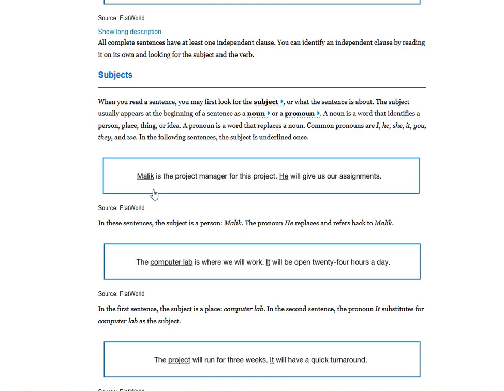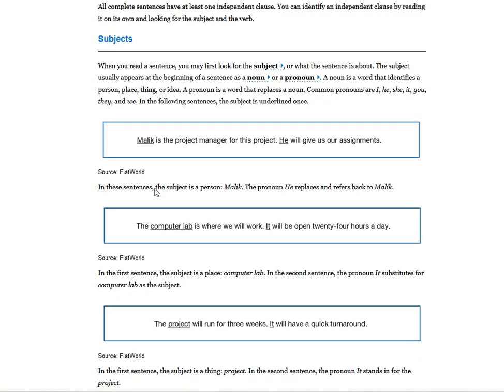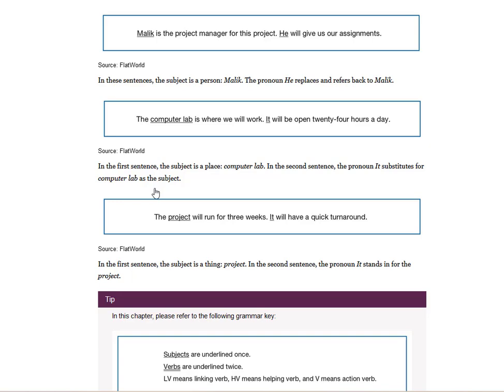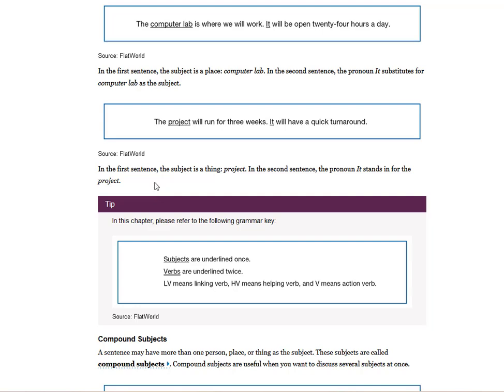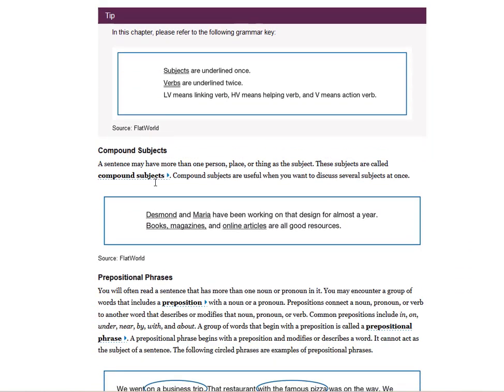The computer lab is where we will work. It will be open 24 hours a day. The project will run for 3 weeks. It will have a quick turnaround. So those are all examples of subjects and pronouns.